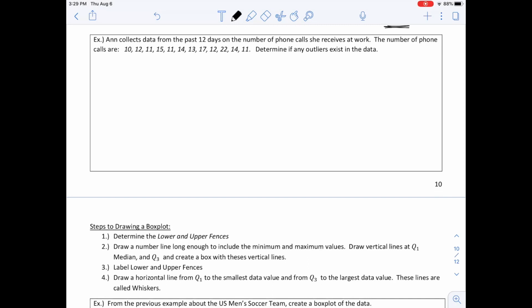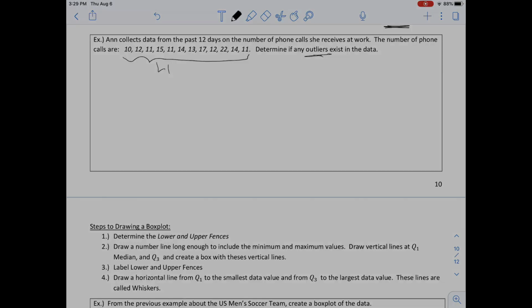Next example that we have says Anna collects data from the past 12 days on the number of phone calls she receives at work. The number of phone calls are listed there. Determine if any outliers exist. So in order to figure this out, we need to find our Q1 and Q3 first. So in order to do that, I need you guys to enter in all these numbers into L1.